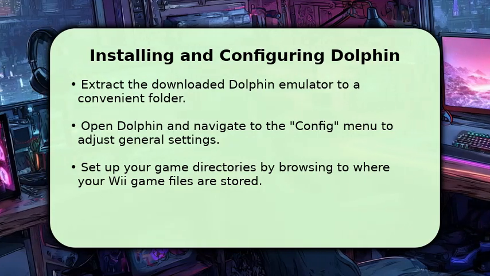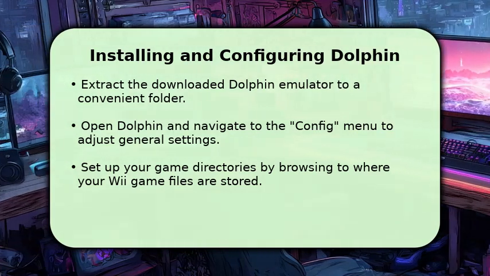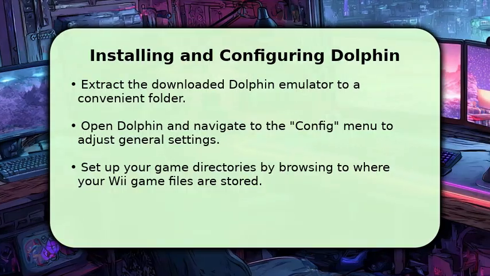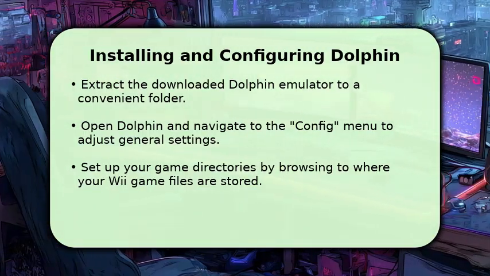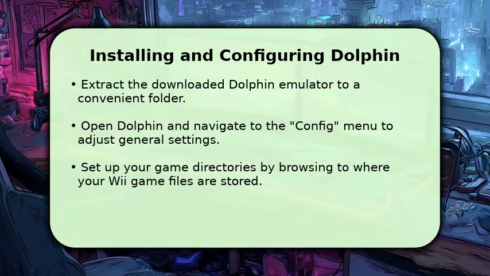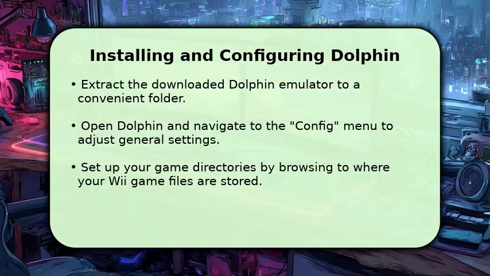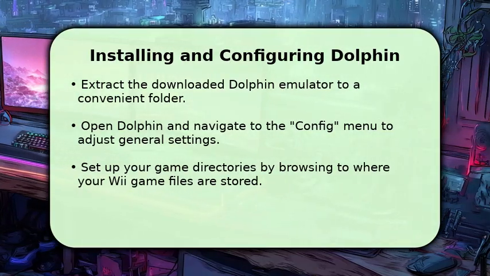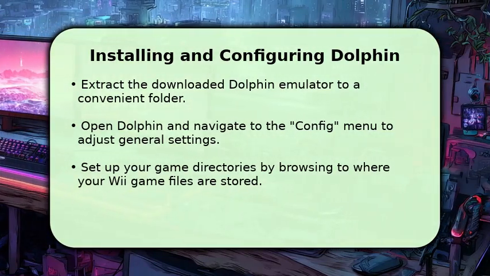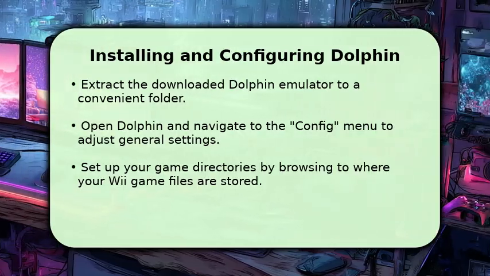Once you've downloaded Dolphin, extract its contents to a folder on your computer. Launch the emulator and head to the Config menu to fine-tune general settings. An important step is to tell Dolphin where your Wii game files are located. Simply browse to your game directory, and your titles should appear in the main window.